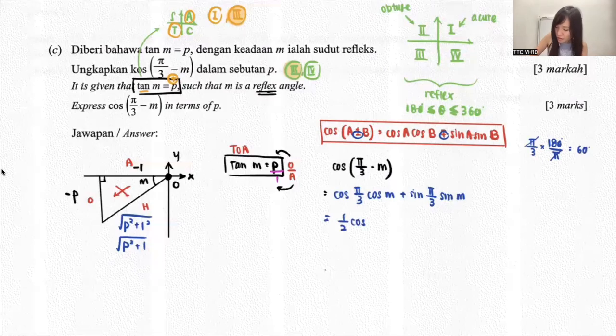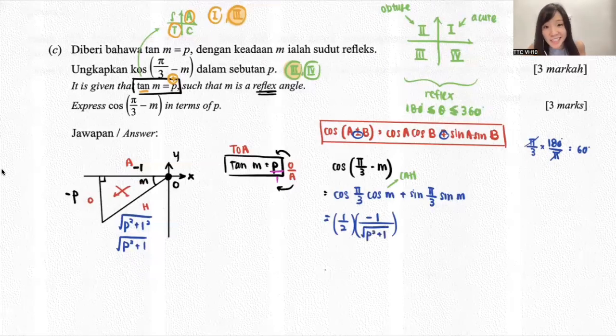Cos m, I can substitute for you. So guys, remember cos is under SOHCAHTOA. CAH is adjacent over hypotenuse. So my adjacent for m is negative 1. My hypotenuse for m is square root of p squared plus 1. Don't be scared. Exactly, it is ugly.